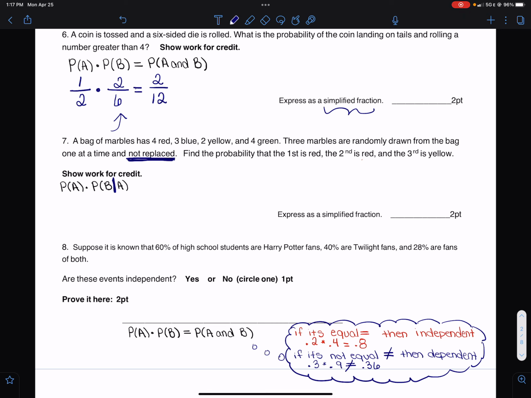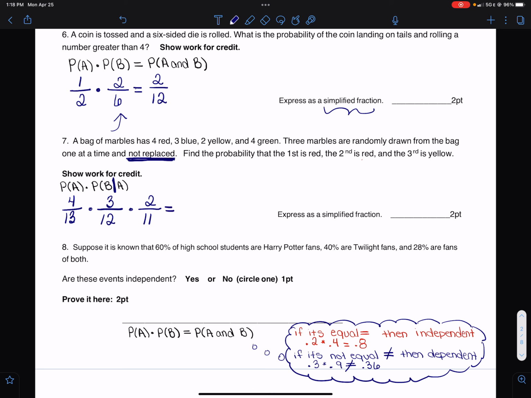So looking at this one, the probability of A, what is the probability that the first one is red? Well, there's 4 red marbles in the bag out of a total of 13. Well, we don't replace that marble, so the second time that we go to draw a marble from that same bag, now there are 12 marbles in the bag. And instead of being 4 red, there's only 3 reds that still exist because we took that first one out. Now for the third event, now we've got 11 marbles left over, and there's 2 yellow ones in the bag, so this is out of 2.